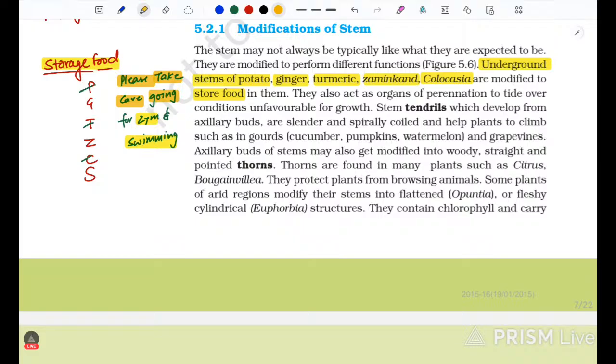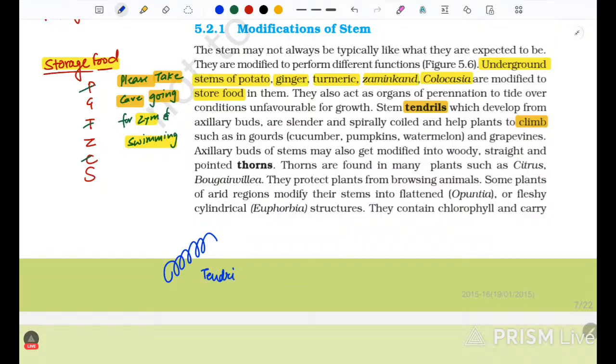Then next important part is tendrils. Tendrils which develop from the axillary buds are slender and spirally coiled and help the plant to climb. So tendrils are used for climbing. Do we have this topic in new NCERT? This topic is not in new NCERT, so something which is very important only I'm going to teach you. Tendrils are these type of structures.